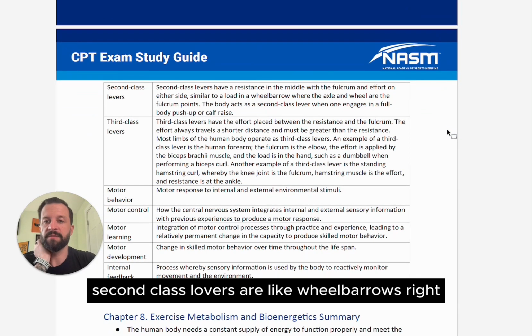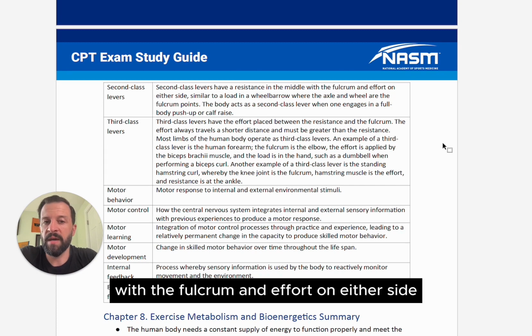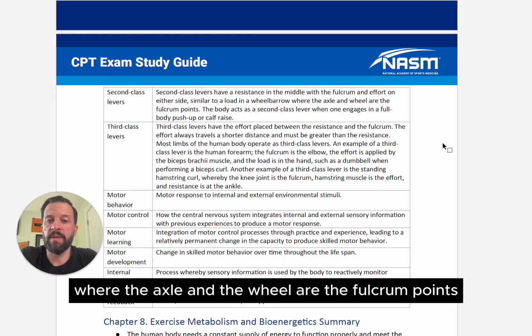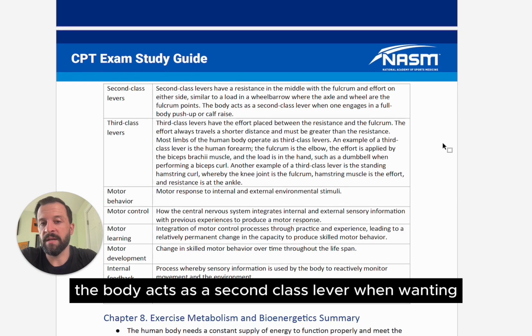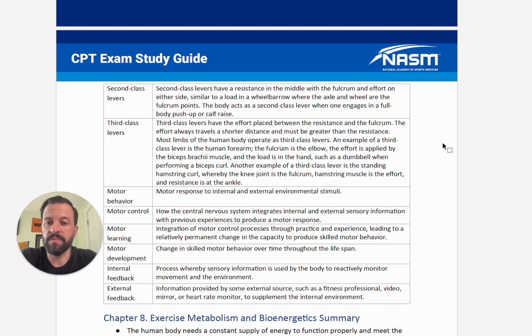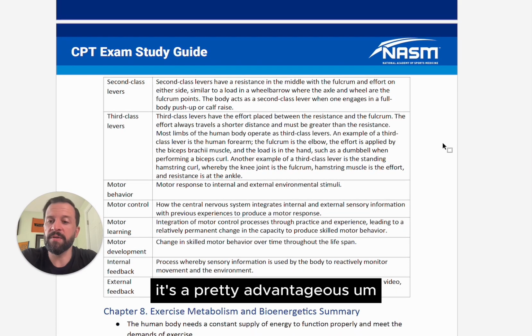Second-class levers are like wheelbarrows, right? They have the resistance in the middle, with the fulcrum and effort on either side. Similar to a load in a wheelbarrow, where the axle and the wheel are the fulcrum point, the body acts as a second-class lever when one engages in a full push-up or a calf raise. Not a ton of examples of these, but the calf raise is a pretty advantageous lever to be in as well.